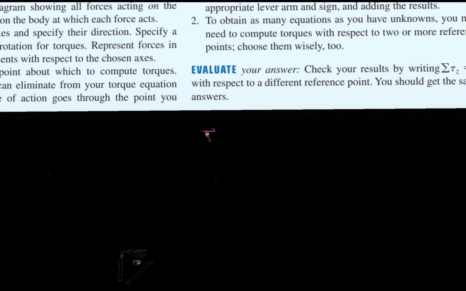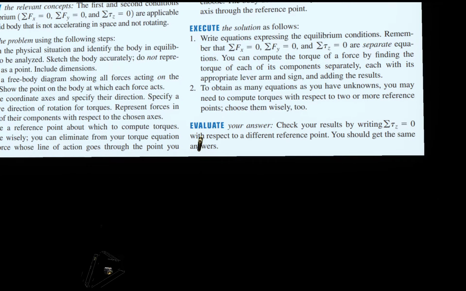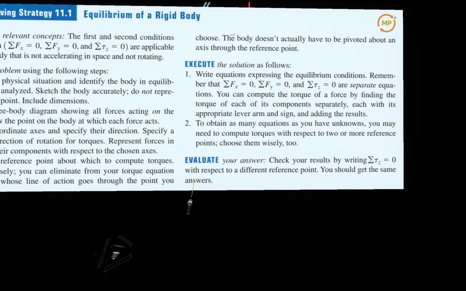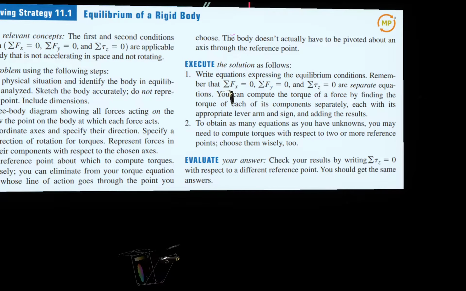Nobody's giving you extra points if you chose the harder way to do the problem, right? And then you execute. So it says, write equations expressing the equilibrium conditions. Remember that F sub x equals 0, F sub y equals 0, and tau sub z equals 0. And these are the sums of all the forces along those components and the sum of all the torques, like we just talked about. And those are separate equations.